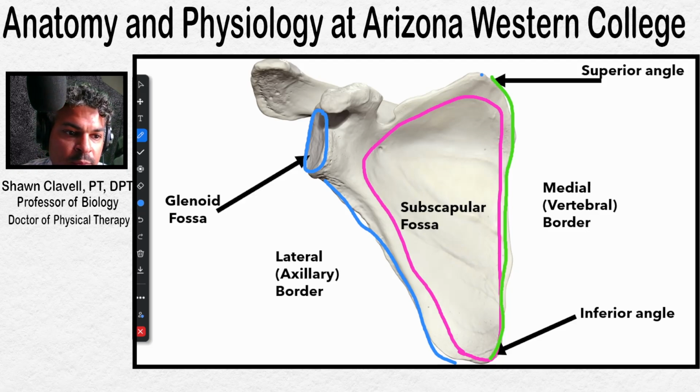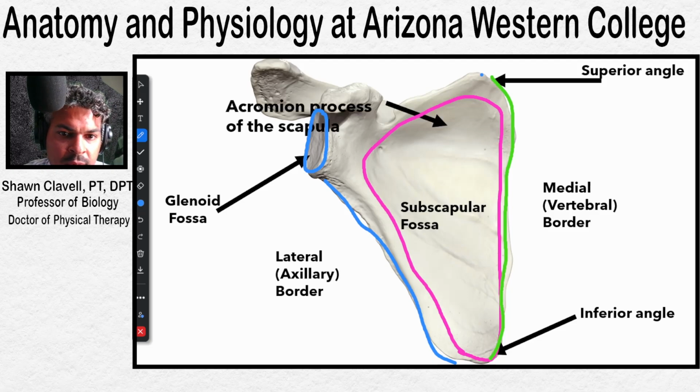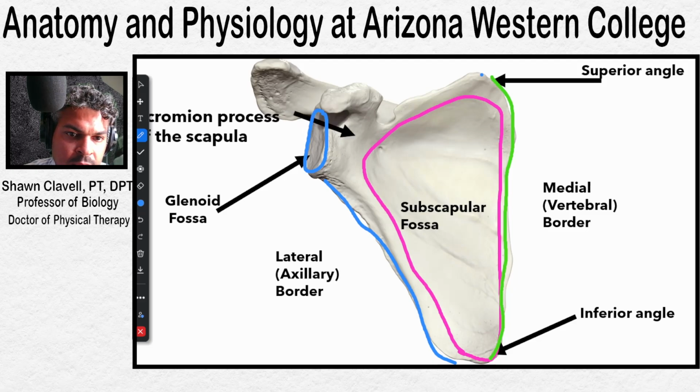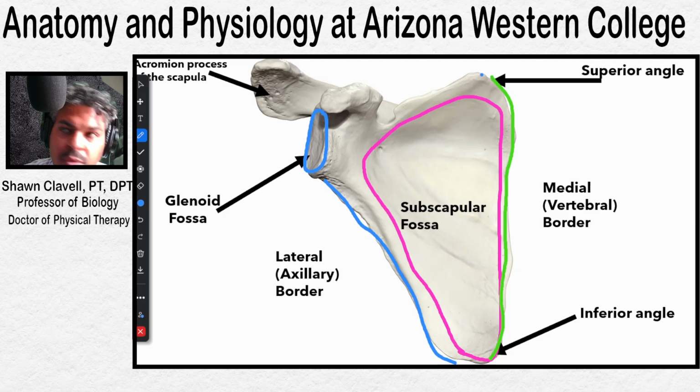And then the two processes, right? Remember, we've talked about these ones, the acromion process that actually extends from the spine of the scapula. You've got the acromion process. And the coracoid process.